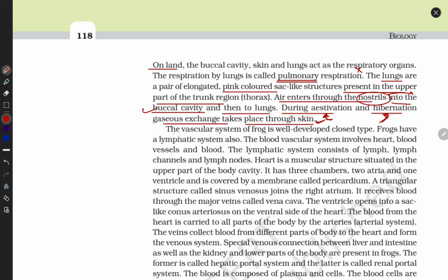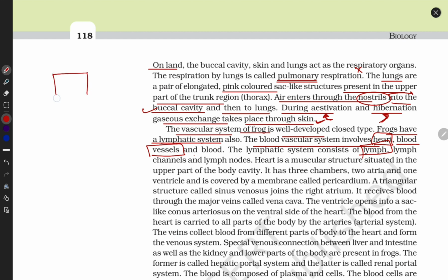Now let's move towards the vascular system of the frog. Amphibians have a well developed vascular system compared to insects. Frog has a lymphatic system also, definitely. The blood vascular system involves the heart. They have a heart, they have blood, they have vessels, every kind of thing. Also they have lymph. Alright, guys?